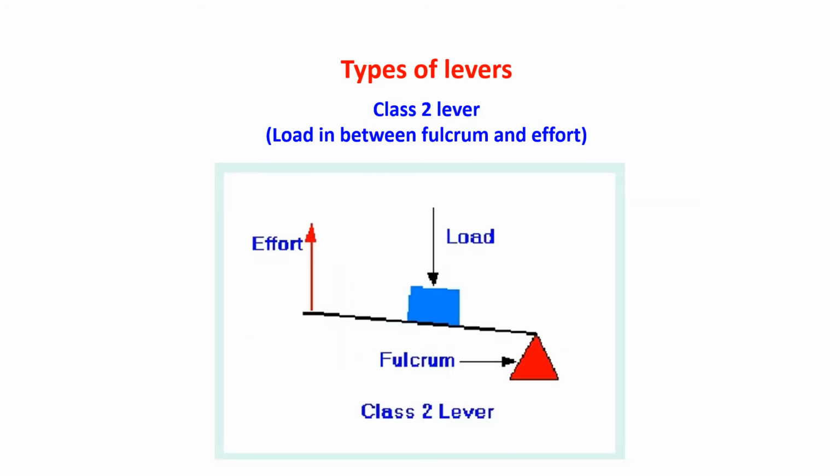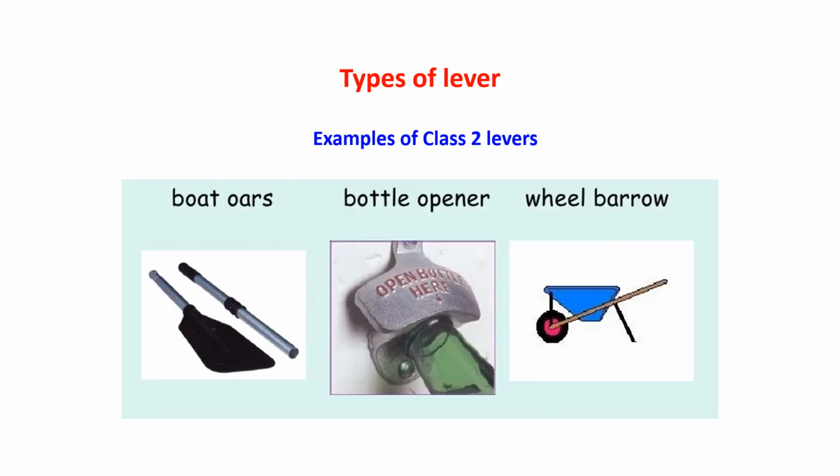Class 2 lever. Load in between the fulcrum and the effort. Now the load is coming in between the fulcrum and the effort. Fulcrum is on one side and effort is on another side. This is known as class 2 lever. Some examples of class 2 lever: boat oars, bottle opener, wheelbarrow. These all are examples of class 2 lever.